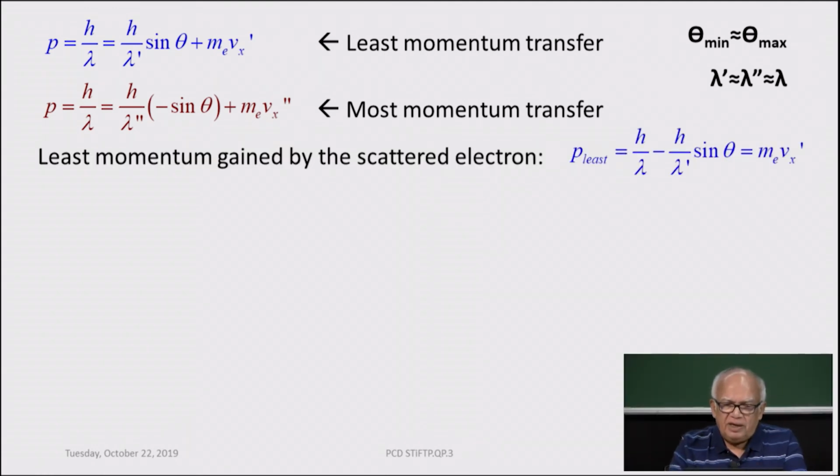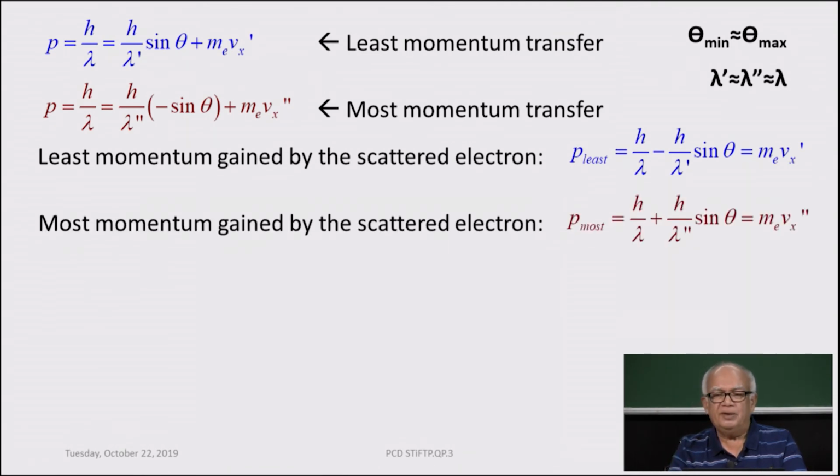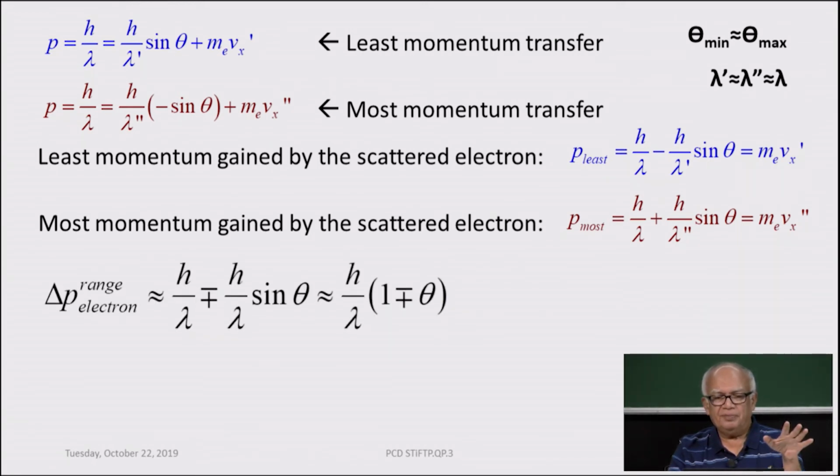So, the least momentum gained by the scattered electron is me times Vx prime, and the most is me times Vx double prime. So, there are these prime and double prime that we are using, right. So, the most momentum gained by the scattered electron is this, right. Very simple idea, there is nothing very complex.